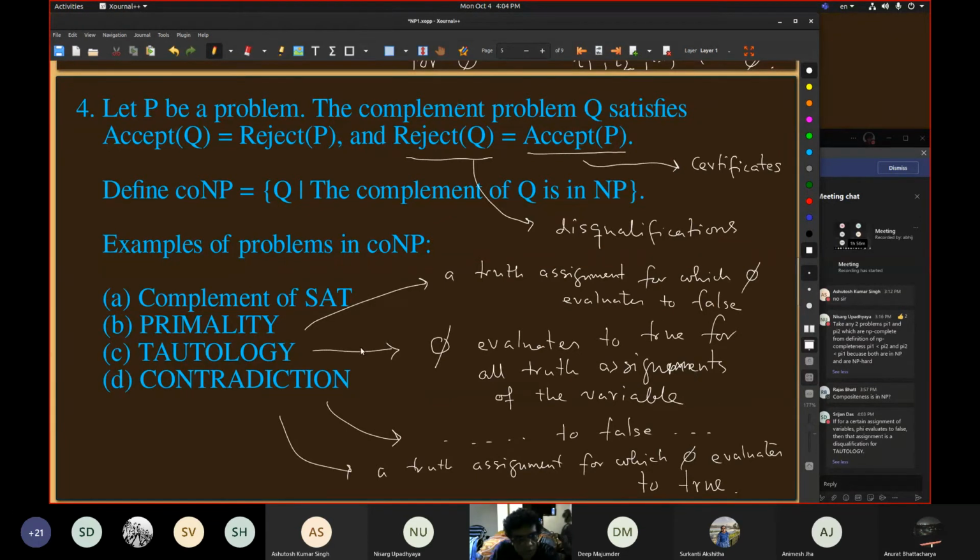So it's difficult, if not impossible, to find a succinct certificate for tautology or contradiction. Under certain assumptions, we cannot have succinct certificates. But succinct disqualifications we have. Agree? The difference between NP and co-NP?